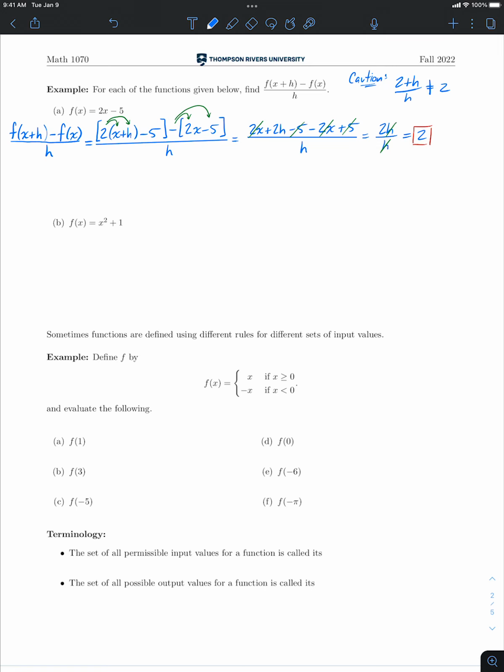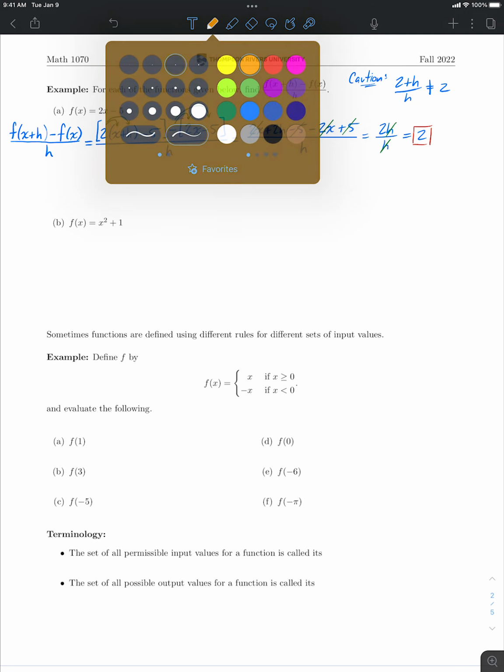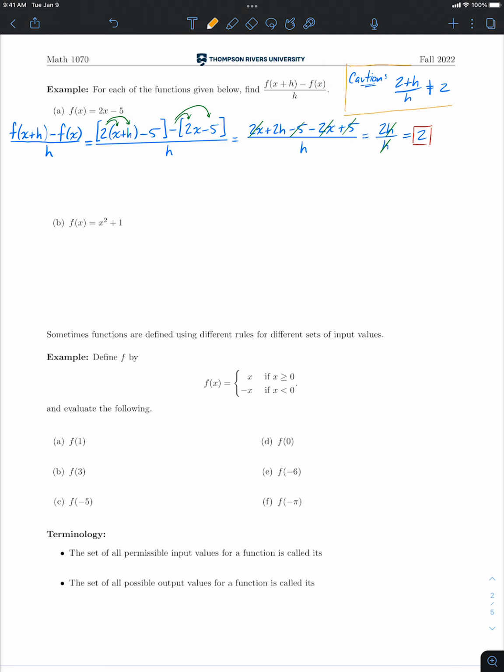You cannot cancel the h from the top. You can't cancel these h's. Why? Because they're not common factors, right? This is addition. 2 and h are being added together, not multiplied. So for that reason, you cannot cancel the h in that case. So watch out for that. That's a really important thing to watch out for. I'll just put a box around this so it's separated from the rest of our work.